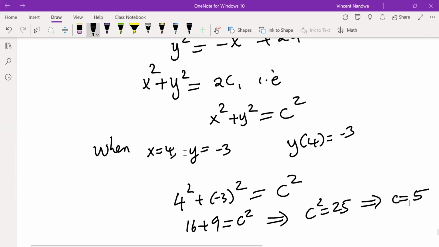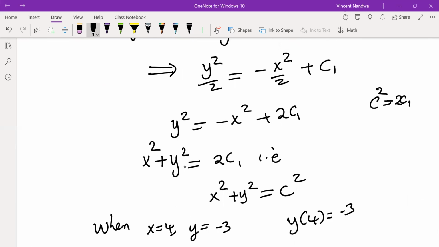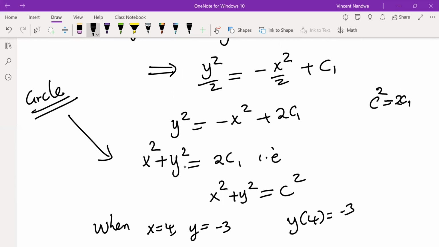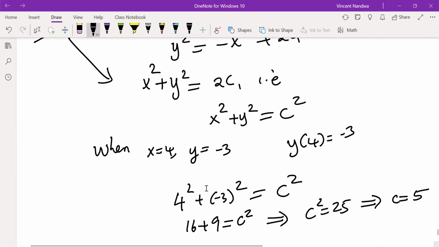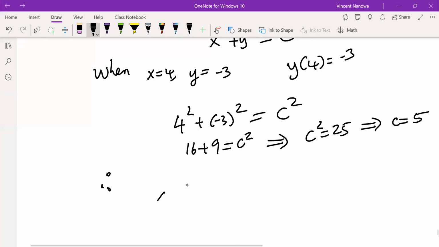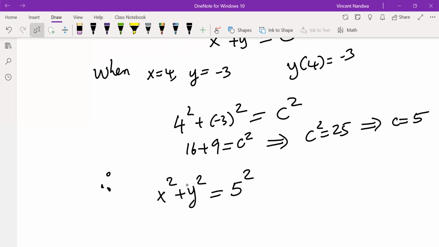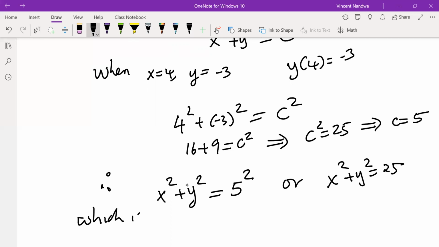The reason why we picked our constant here, which we wrote as c squared, is because when we see y squared plus x squared equals a constant, this tells us that we are probably dealing with the equation of a circle. The equation of a circle in general form is given so that this constant is a square, which defines the radius. Therefore, x squared plus y squared equals 5 squared, or x squared plus y squared equals 25, which is a circle of radius 5.